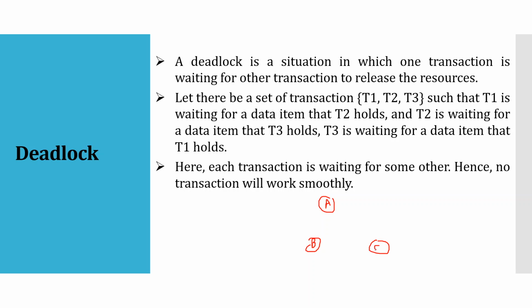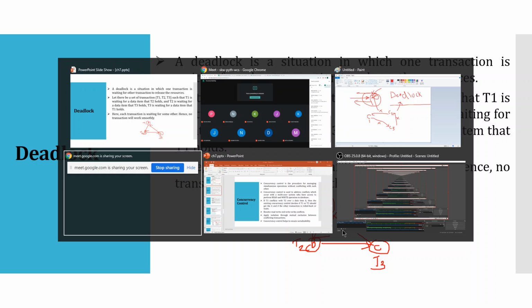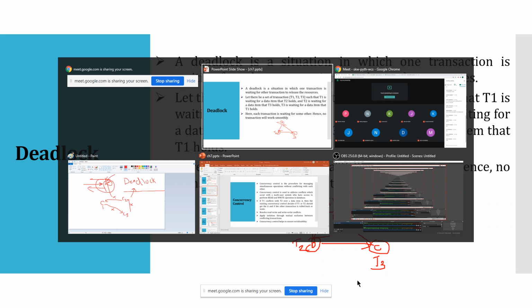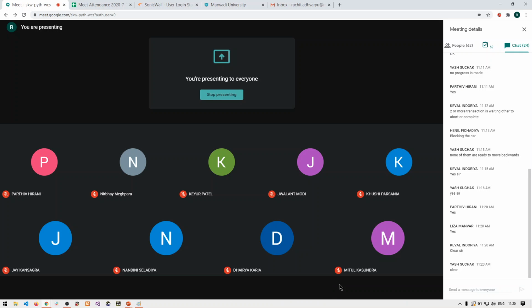Any doubts in this? Anyone? Then can anyone tell me what can be the possible solution for this? How to resolve this problem? Can anyone tell me? Can you tell me what could be the solution for this?